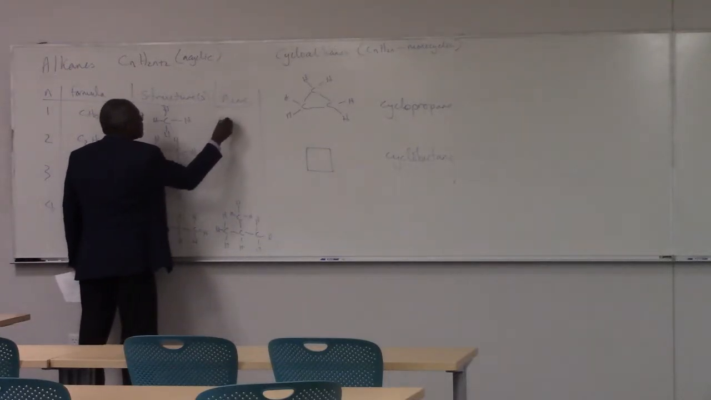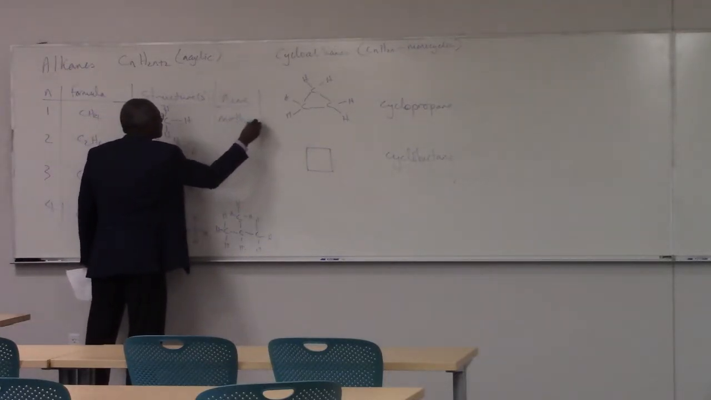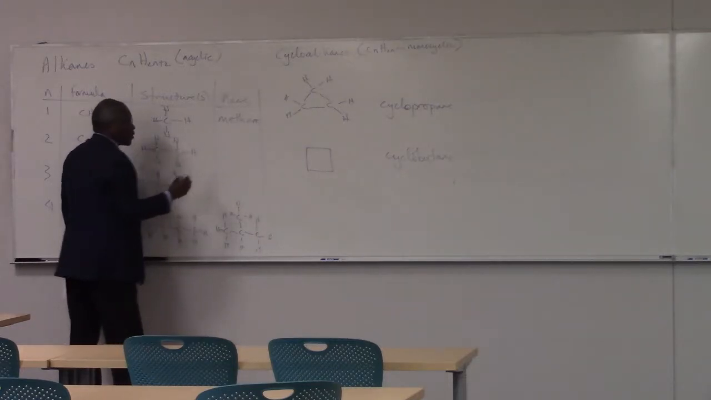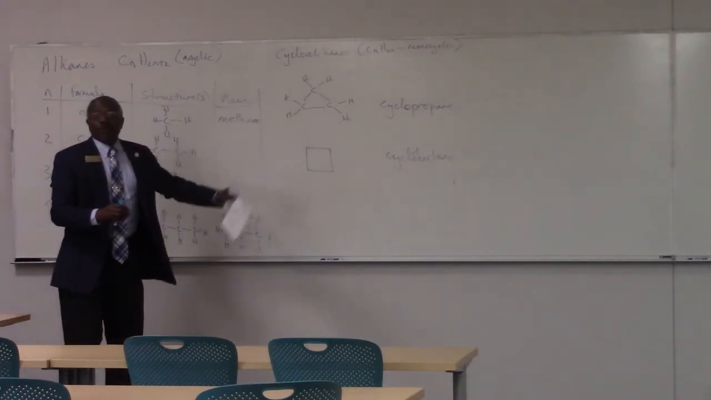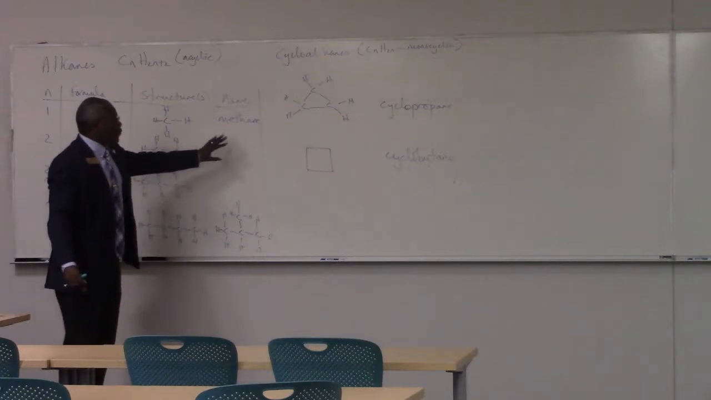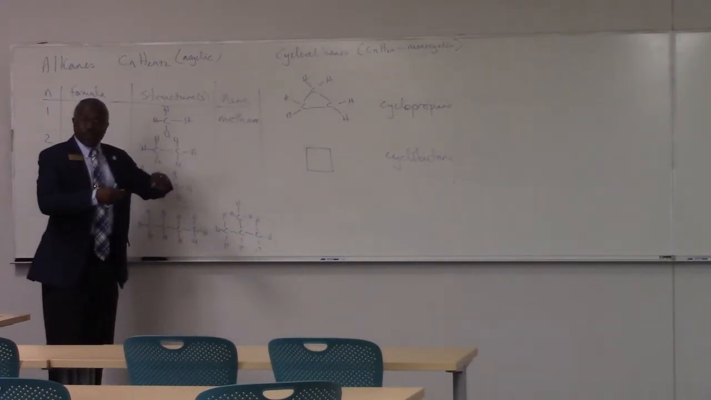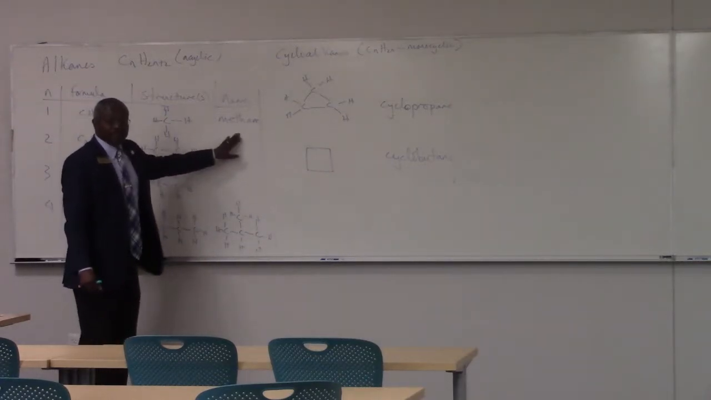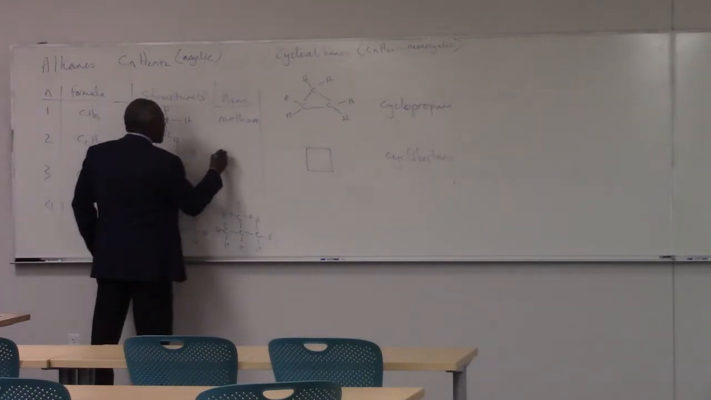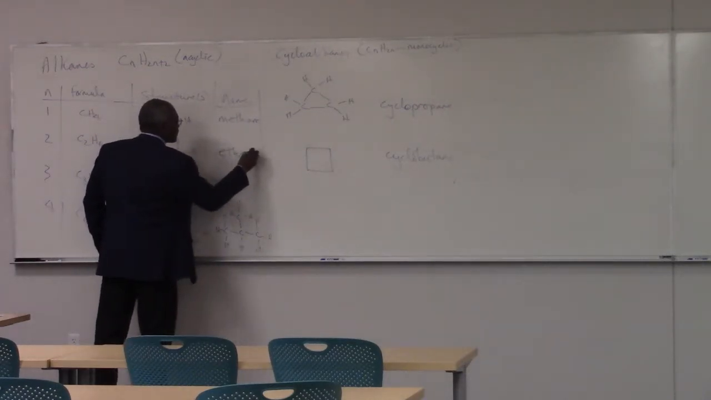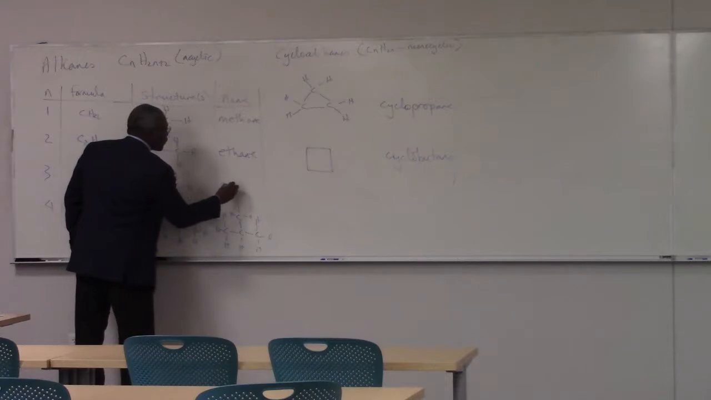So the name for this one would be methane, which is marsh damp or natural gas. So the gas that goes into your homes that you cook on is methane. This is ethane. This one is called propane.